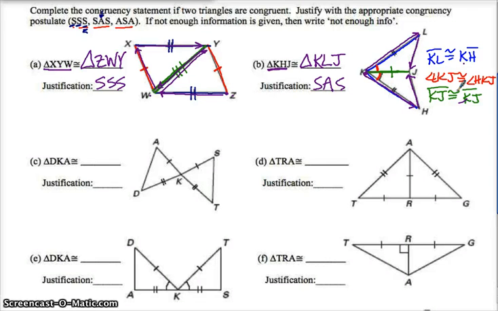Let's look at letter C really quickly before time runs out. I only get 15 minutes, so I have 30 seconds. Here I have red, red. These are congruent to each other. AK is congruent to KS. I have blue, blue. These are congruent to each other. My final thing that I know for certain is that these are vertical angles, and vertical angles are congruent. So what do we have? We have side, the included angle, side. So the justification for these two triangles is SAS.